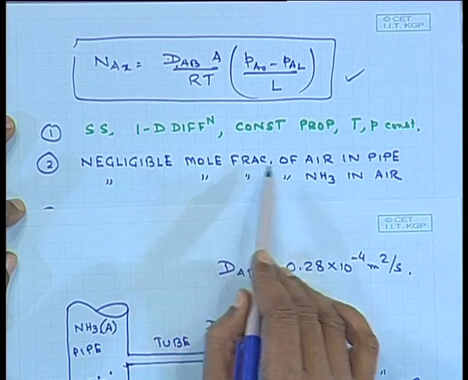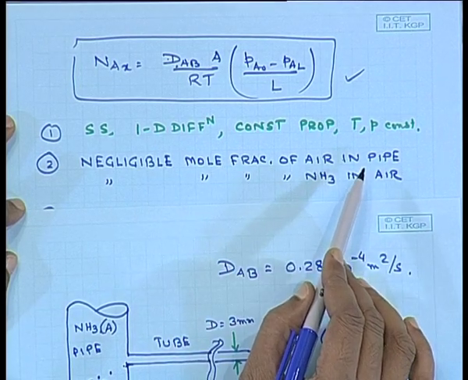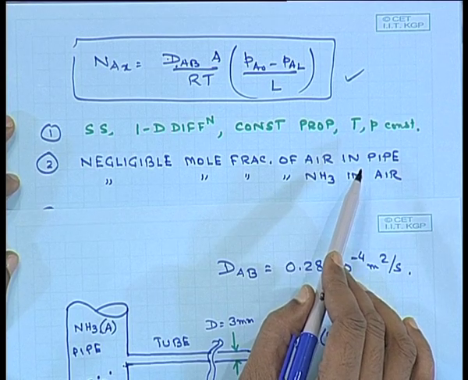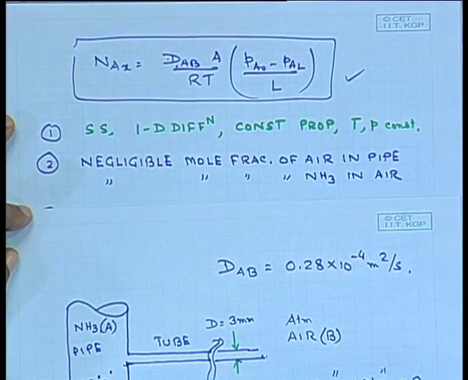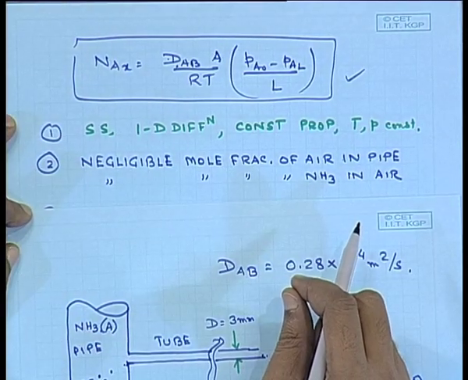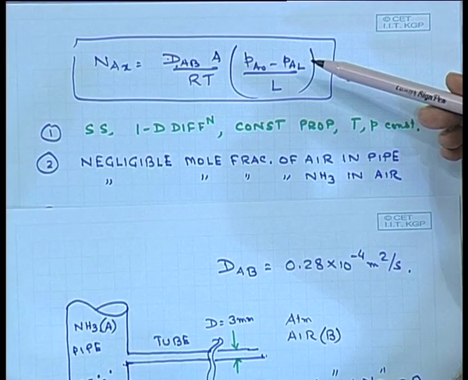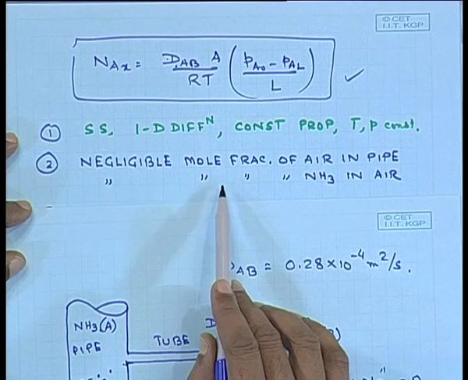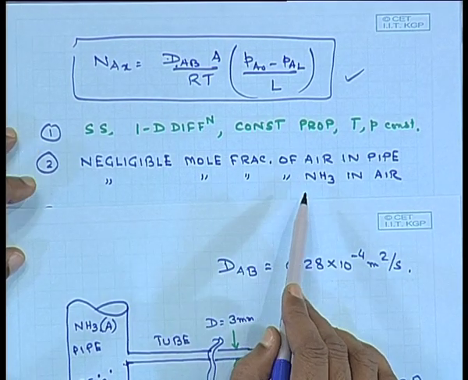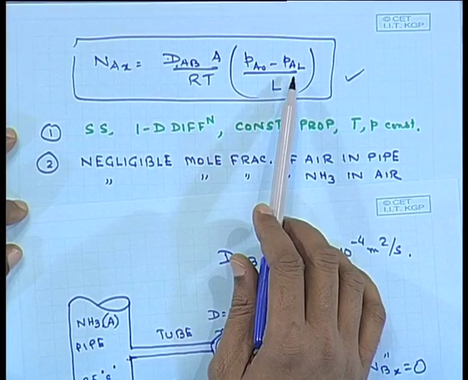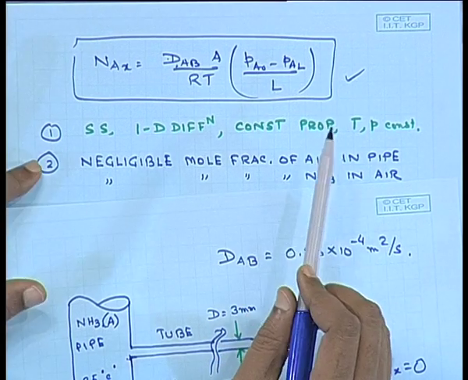1 atmosphere. So, I have to make an assumption that I know PA0. Without any other extra information, I can only know PA0 if I assume a negligible mole fraction of air in the pipe. That means the air present in the pipe is very small. So, PA0 is essentially 1 atmosphere or the total pressure. Similarly, if I have to find out the concentration of ammonia in air, that is PAL, I do not know that, but the atmosphere being a very large reservoir, it is safe to assume that there is no ammonia in air. So, these two assumptions will help us evaluate PA0, PAL, PB0, PBL, etc.